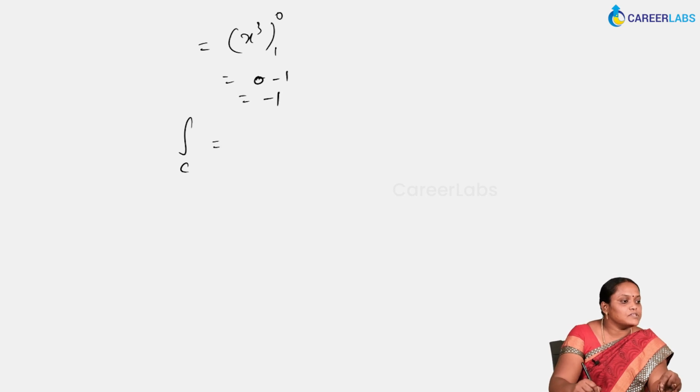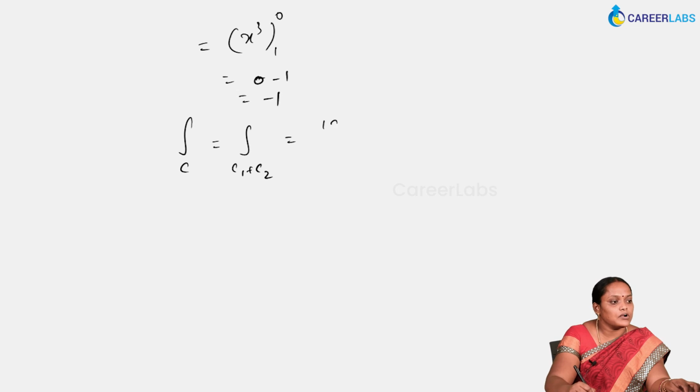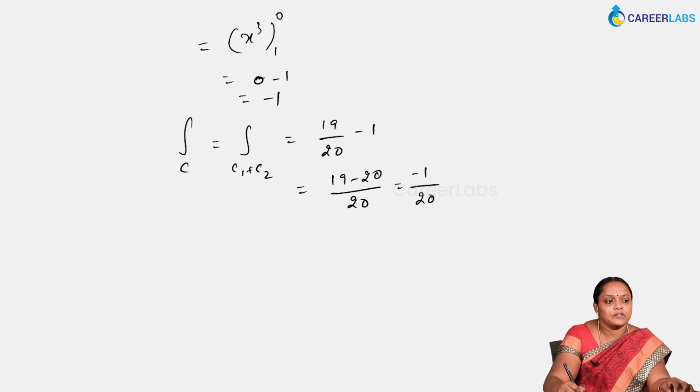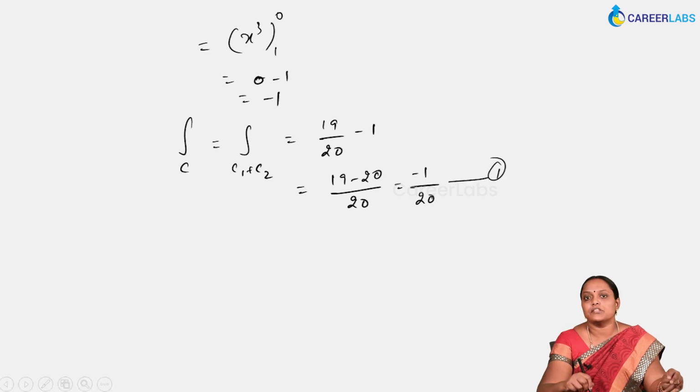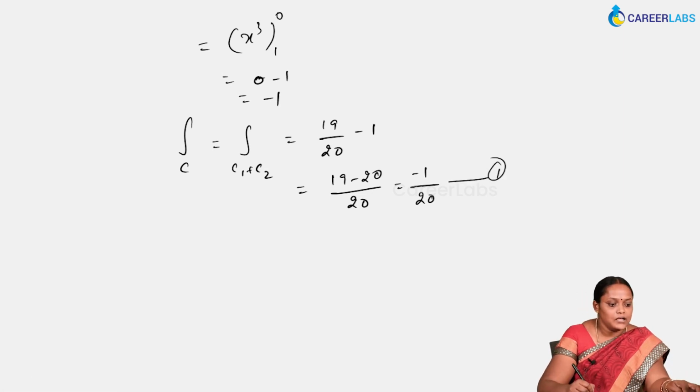Therefore, integral over C is nothing but integral over C1 plus C2. Along C1 we got the answer as 19 by 20, and for this part it is minus 1. So this is equivalent to 19 minus 20 divided by 20, which will give you the answer as minus 1 by 20. Let us mark this as equation number 1. Now let us consider the right hand side.